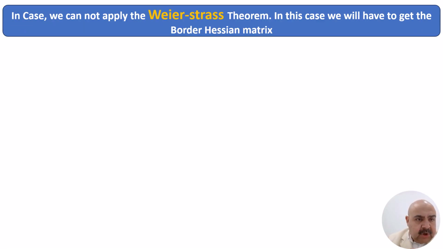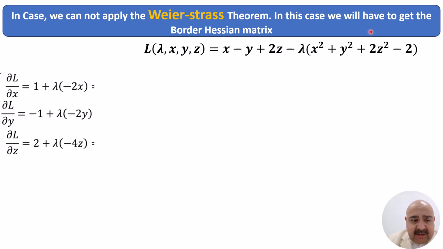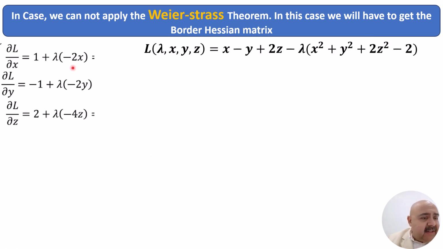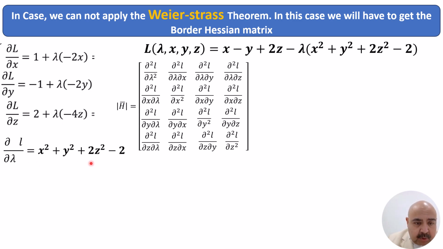Okay. In case we cannot apply the Weierstrass theorem, we will have to get the bordered Hessian matrix, as I told you previously. That's the first order derivative, the derivative with respect to lambda. So that's the form of the Hessian matrix in the case of 3 variables. As you can see, the first row and column is relative to lambda. This entry is going to be 0 because differentiating once more with respect to lambda will lead to 0.